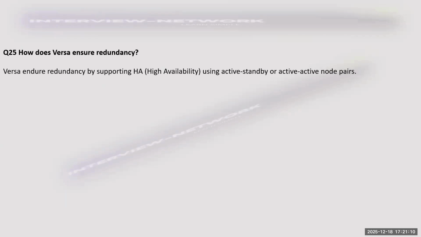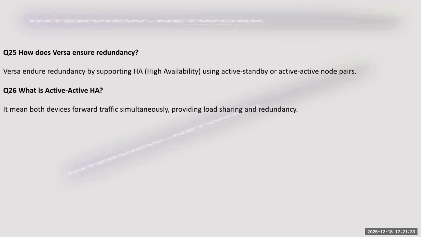Versa ensures redundancy by supporting HA, high availability, using active-standby or active-active node pairs. That means if your site has dual routers, dual WAN devices, you can use them as active-standby, the way we do in legacy, or you can use both links at the same time for MPLS and internet, making both routers active node pairs. What is active-active HA? As stated earlier, it means both devices will forward traffic simultaneously, providing load sharing and redundancy. So now you're going to load share the traffic between your MPLS and internet link.